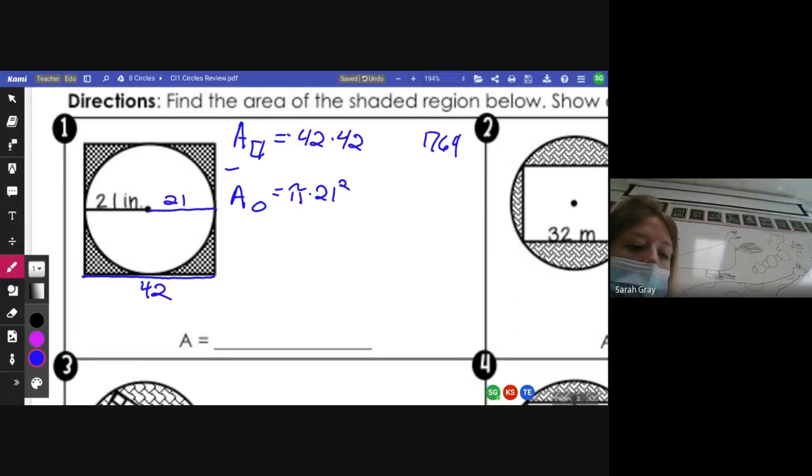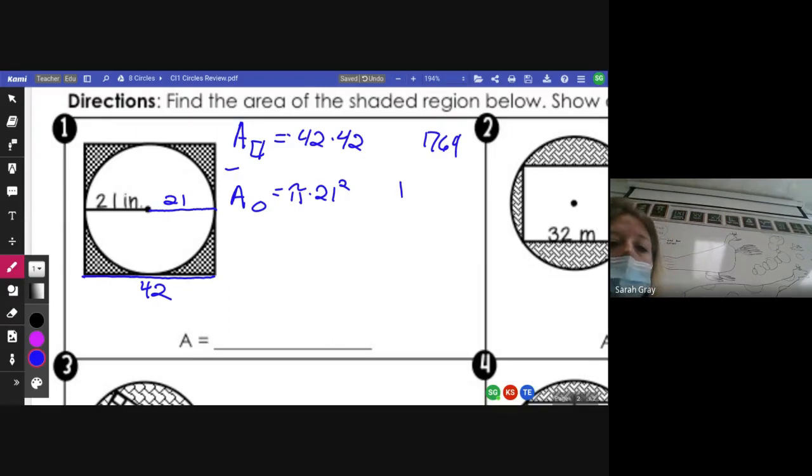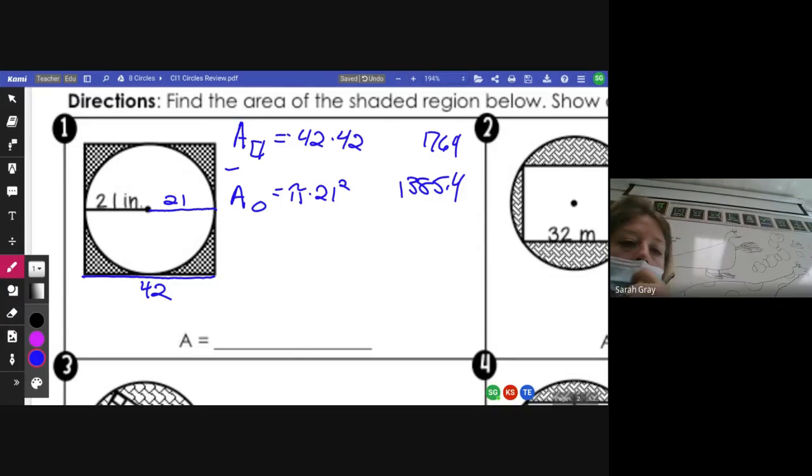Then 21 squared times pi is 1385.4. I really don't like these calculators. Minus 1385.4, I got 378.6.